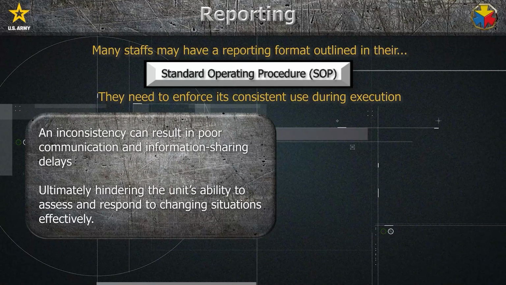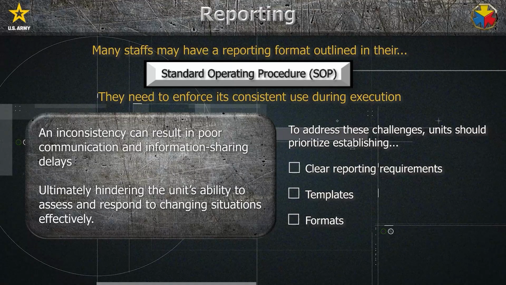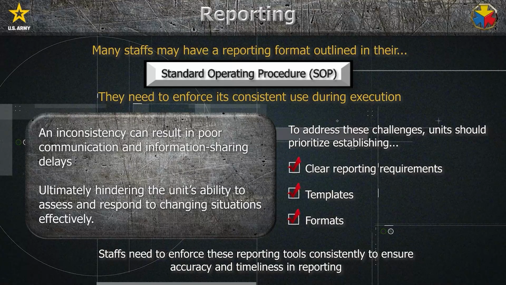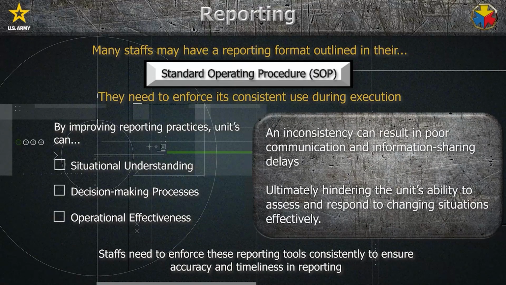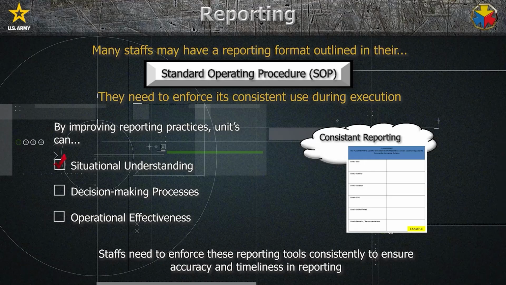Inconsistency can result in poor communication and information sharing delays, ultimately hindering the unit's ability to assess and respond to changing situations effectively. To address these challenges, units should prioritize establishing clear reporting requirements, templates, and formats. Staffs need to enforce these reporting tools consistently to ensure accuracy and timeliness in reporting. By improving reporting practices, units can enhance their situational understanding, decision-making processes, and operational effectiveness.